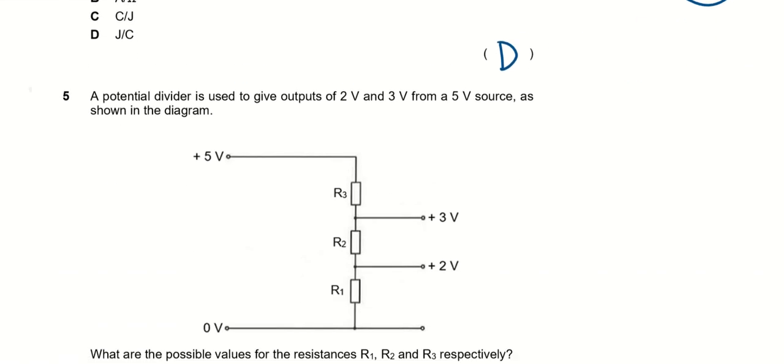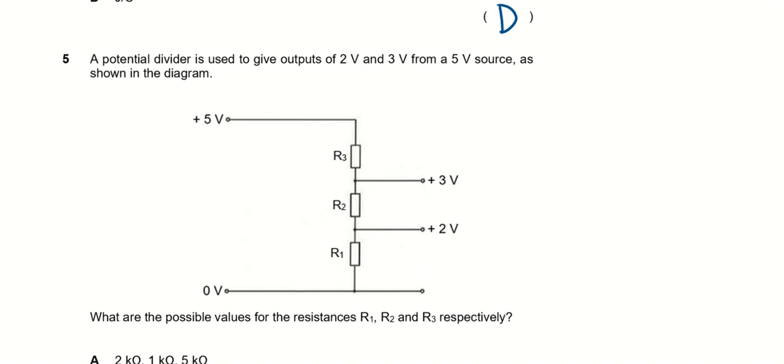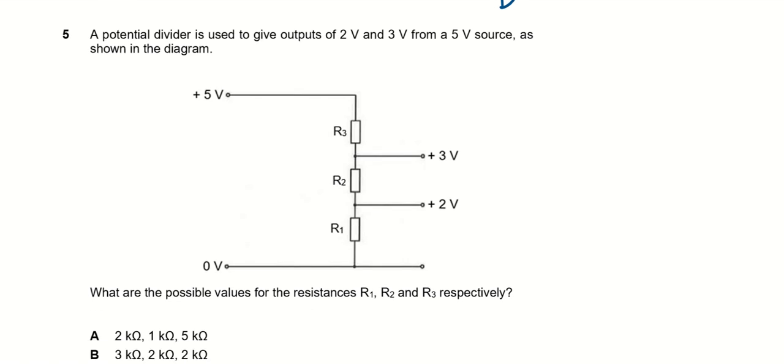Answer is D. Now potential divider, your teacher and including me may not have finished going through the entire DC circuit, but potential divider actually works for resistors in series only. It is working in series because of the concept that the current flowing in a series connection is constant throughout. So maybe I'll talk to you a little bit about potential difference.